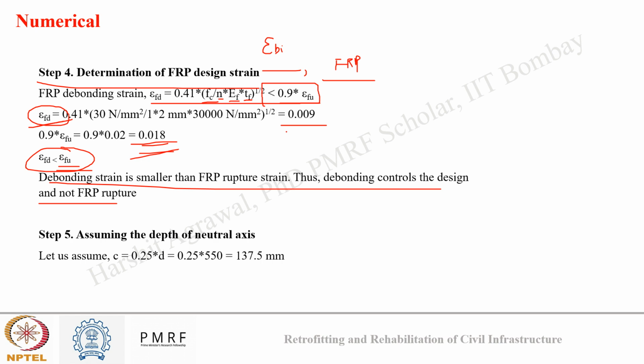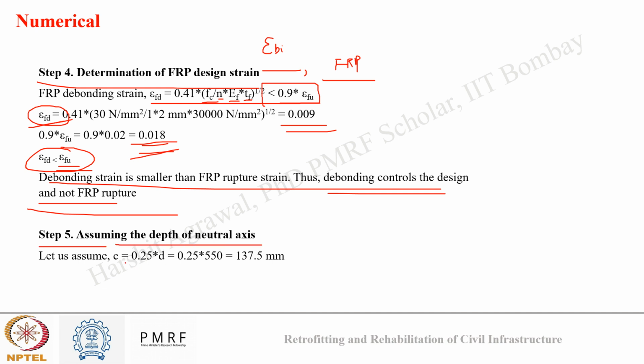So this means that debonding will happen first and it will govern the design. Okay, so we know now what is the governing factor for us. It is the debonding that is governing the design. Okay, now step 5 is the assumption of depth of neutral axis.